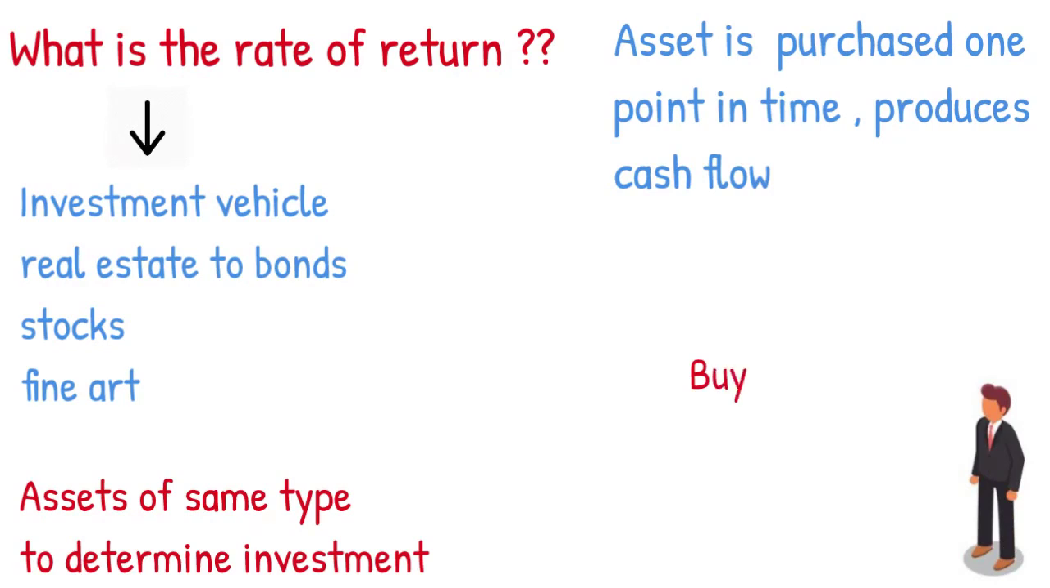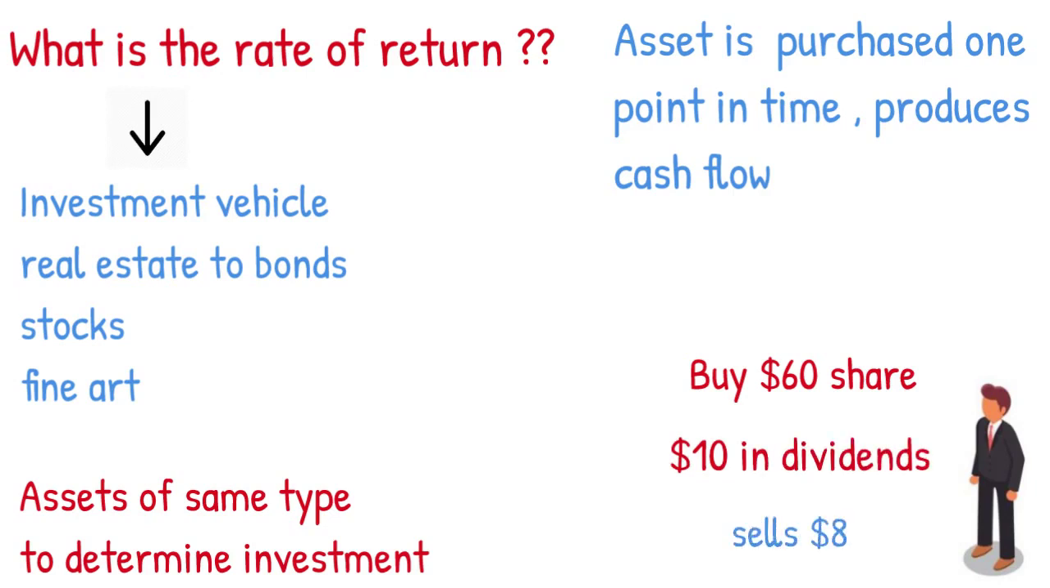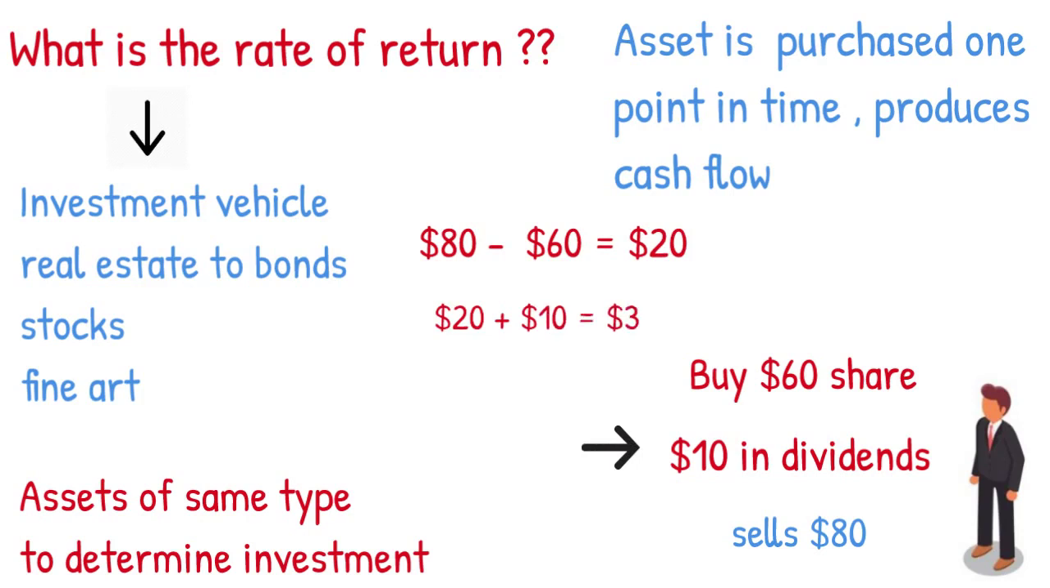Assume an investor buys a stock for $60 a share, owns the stock for 5 years, and earns a total amount of $10 in dividends. If the investor sells the stock for $80, his per share gain is $80 minus $60 equals $20. In addition, he has earned $10 in dividend income for a total gain of $20 plus $10 equals $30. The rate of return for the stock is thus $30 gain per share, divided by the $60 cost per share, or 50%.